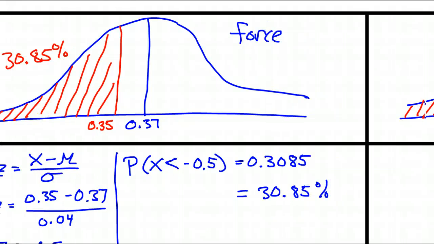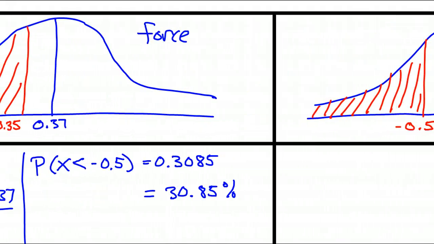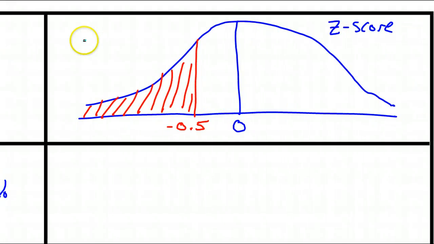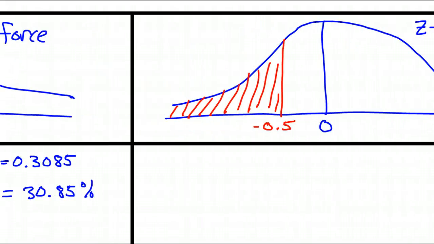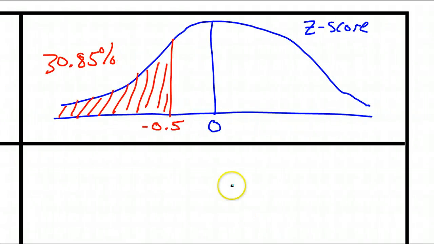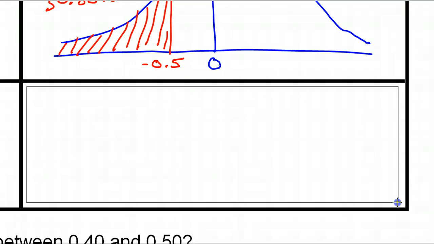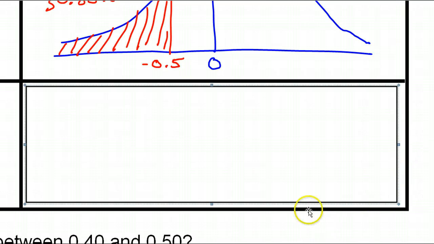So now let's put that over here also. So 30.85%. All right, that's this red stuff. Now it's time for the last box, which is where we put our summary sentence. Alright, so join me in writing the summary sentence.